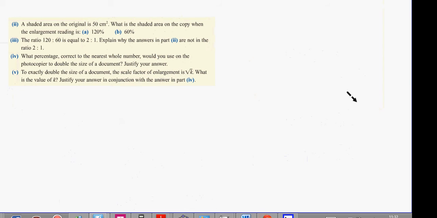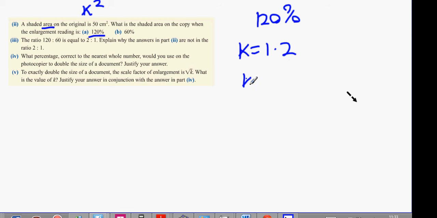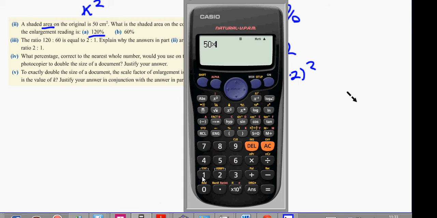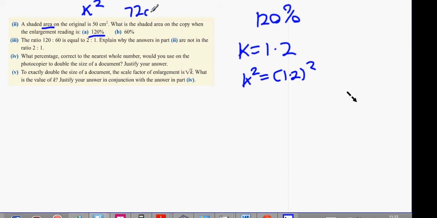Alright guys, the shaded area on the original is 50 centimeters squared. What is the shaded area in the copy when the enlargement is 120%? Now what that means guys is, remember, keyword is area. You're looking for K squared. You're going to multiply by K squared. So if it's 120%, it's the same thing as an enlargement of 1.2. But because we're dealing with area, you don't want 1.2, you want 1.2 squared. Find out what 1.2 squared is and multiply it by the original. So it's going to be 50 multiplied by 1.2 squared, and it's going to be 72 centimeters squared.